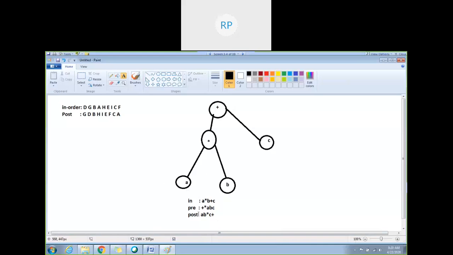Okay, very good. Now in post order, where am I visiting my root node, as you told? At the last, the root node. Very good. In post order, where am I visiting? At the last, correct.